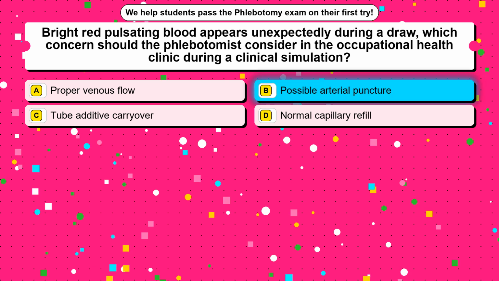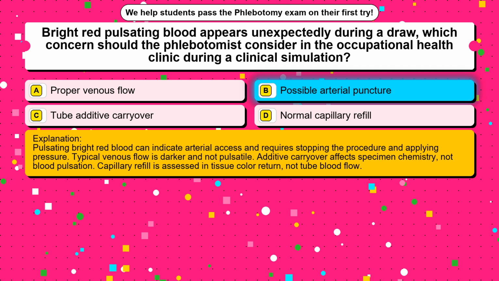The correct answer is option B. Possible arterial puncture. Pulsating bright red blood can indicate arterial access and requires stopping the procedure and applying pressure. Typical venous flow is darker and not pulsatile. Additive carryover affects specimen chemistry, not blood pulsation. Capillary refill is assessed in tissue color return, not tube blood flow.